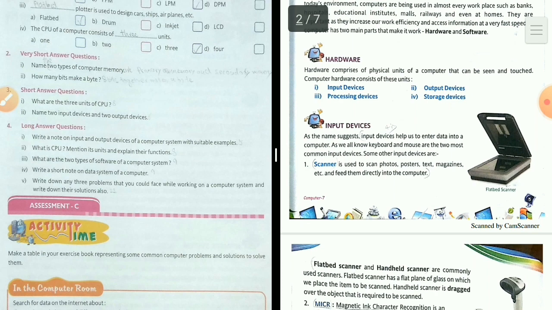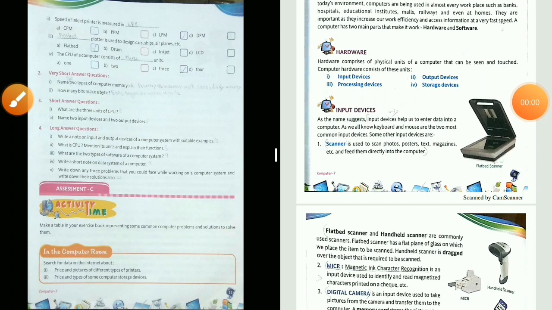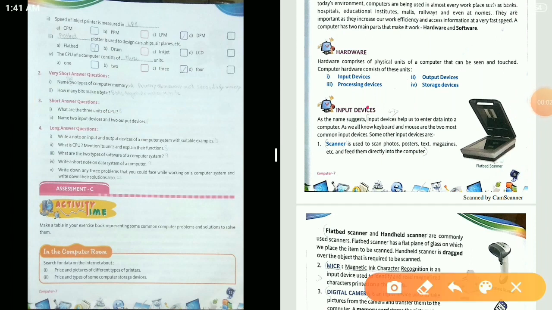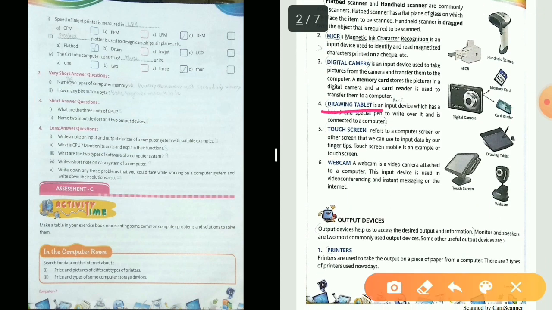Okay, so you have to mark down from the first line, that is, your input devices help us to enter data into a computer. As we all know, keyboard and mouse are the two most common input devices. Some of the other input devices are only the names you will be mentioning. Okay, the first one scanner, second one MICR, then digital camera, then afterwards drawing tablet, touch screen, webcam. Only the names you will be mentioning.